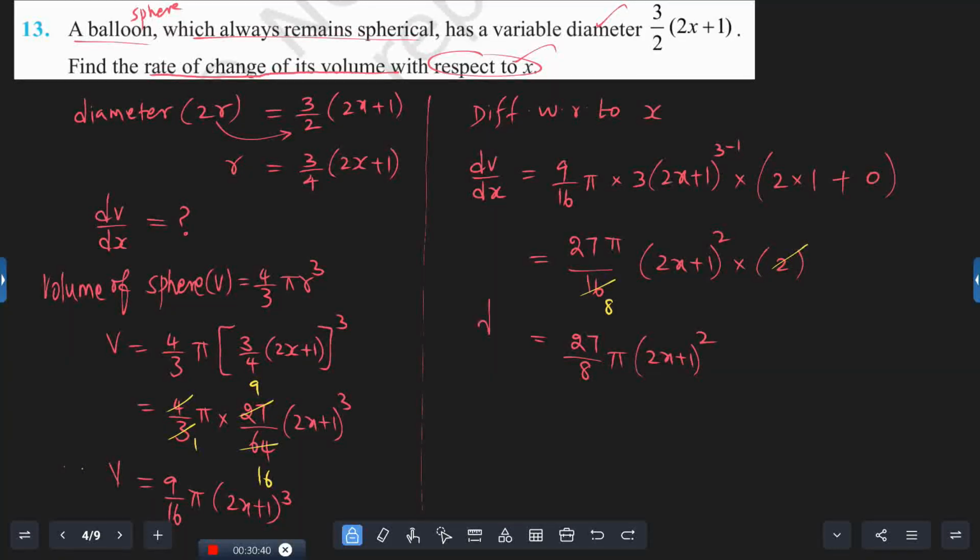That's it. Is the x value given anywhere? You can substitute, or else let it be as it is. Is anything given? Nothing. Here we don't need to write centimeter cube and all, because nothing is mentioned. Centimeter or meter, nothing is mentioned, so you don't mention anything. Let it be as it is. 27 pi divided by 8 into 2x plus 1 whole square is our required answer. Understand? Is it okay?